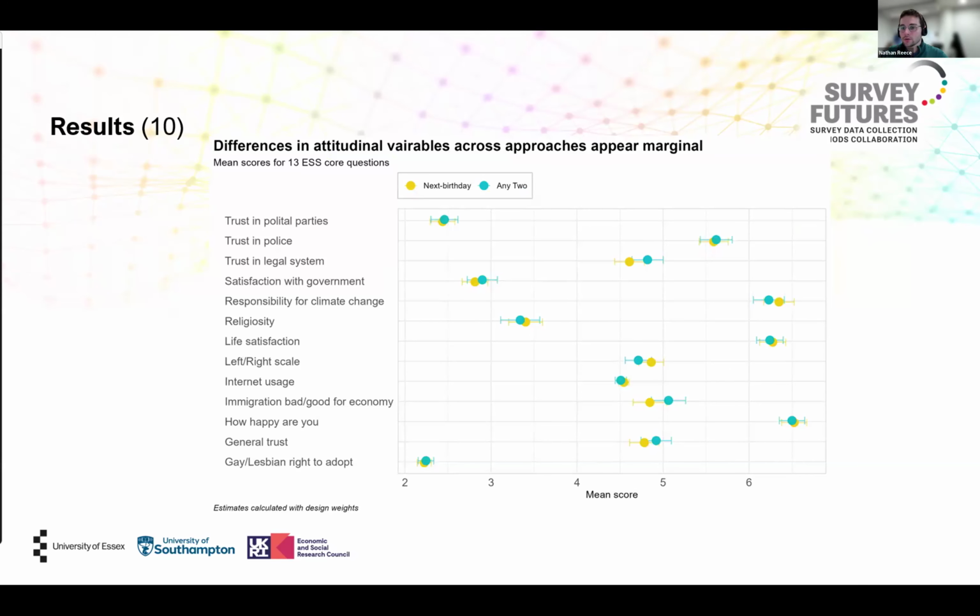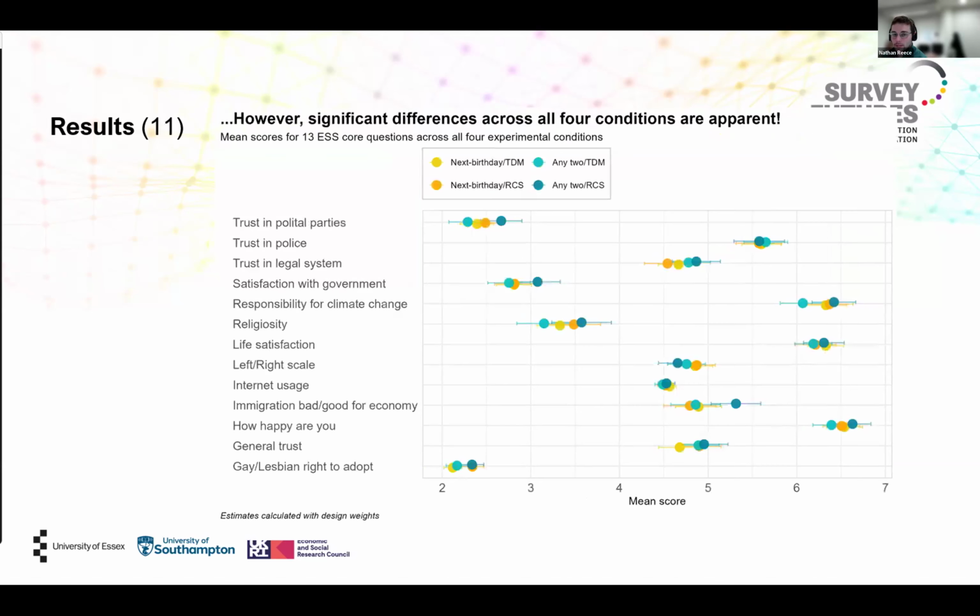Lastly, moving on to the attitudes. On aggregate, for next birthday and NE2, there were no significant differences between the two methods. I picked a handful of questions here that span different topics, the topics I mentioned before. You can see for all of these that the confidence intervals are comfortably overlapping. However, looking at the four cells, significant differences did occur.